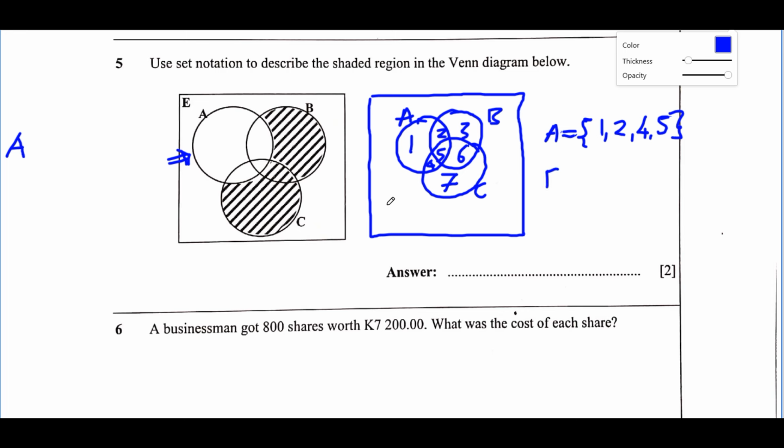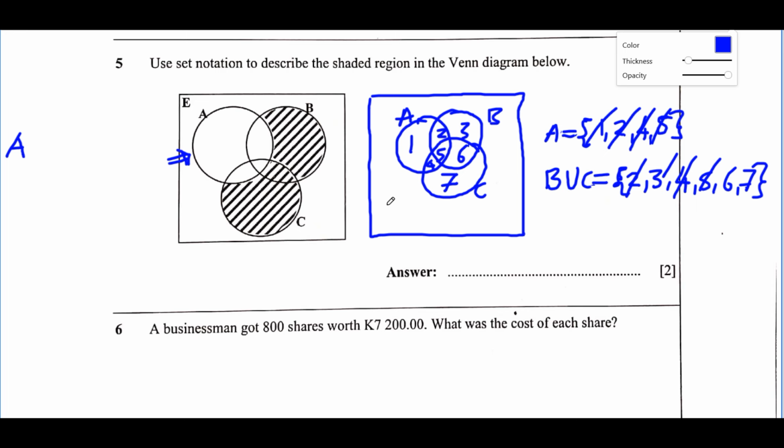So to find B union C, I'm going to write everything in B and C. So 2, 3, 4, 5, 6, 7. So this is B union C. Now since every element in A must not be part of the solution, it means that from B union C, I'm going to cancel. So 1 is not needed, 2 is not needed, 4 is not needed, 5 is not needed. This simply means that A is not needed, including every element found in A that may be common in B union C.